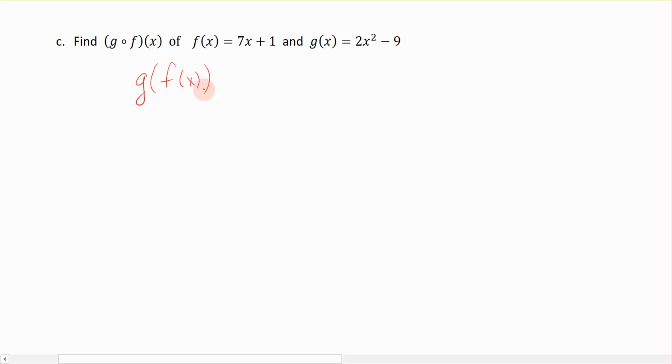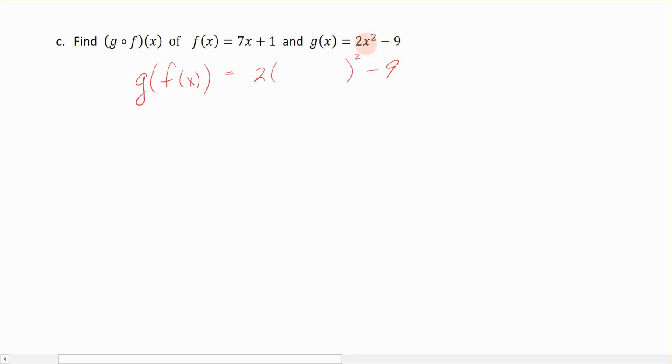and it might be a little bit easier to see, because what that's telling you really is that I'm evaluating the g function, and everywhere I evaluate that, I'm plugging in the f of x function. Okay, so what does that mean? Start by writing the outside function, which is 2 times x squared minus 9, right? That was my g of x function that's given here.